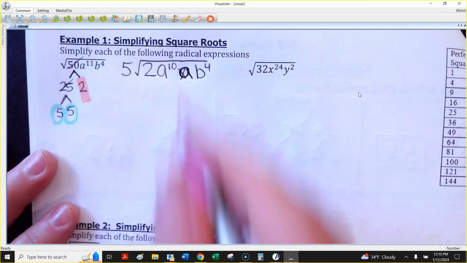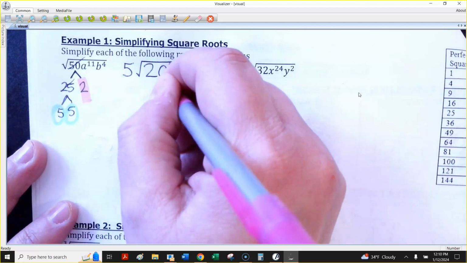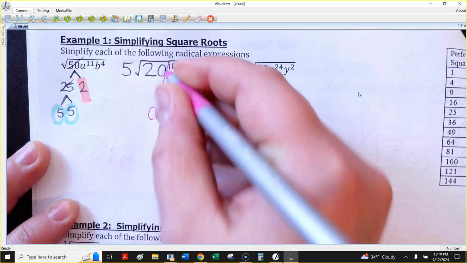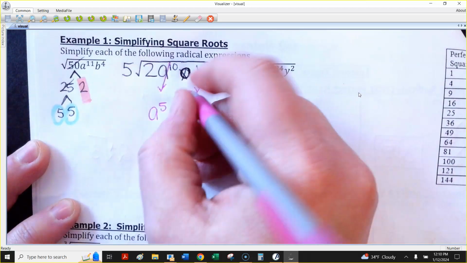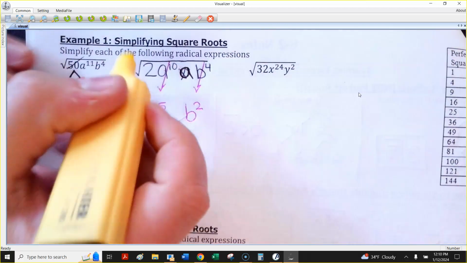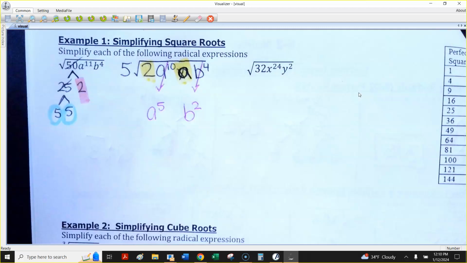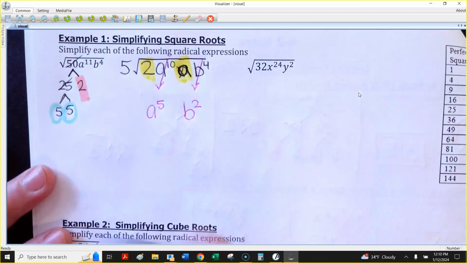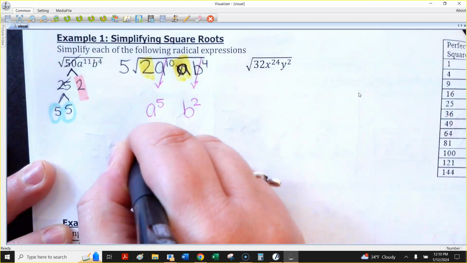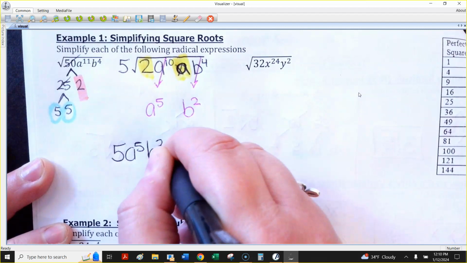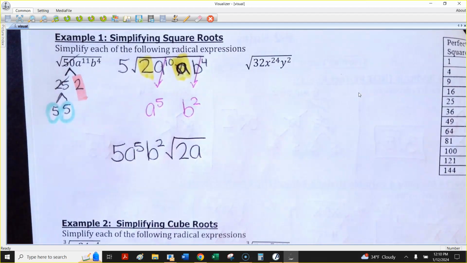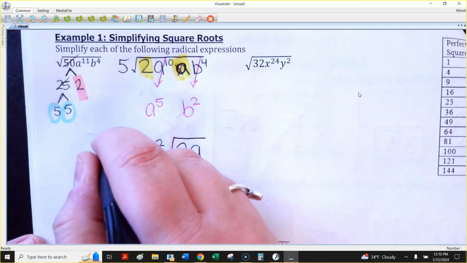All right, so with the variables, a to the 10th, we're going to pull out a to the 5th, and b to the 4th, just exponent divided by the index of the root. If it's a square root, you're going to divide by 2. That would come out as b squared. Now, left underneath, I still have a 2 and I have an a. So my answer, anything you pull out in front, everything just gets multiplied together. So 5a to the 5th, b squared, and then left under your square root, a 2 and an a. It's just not a perfect square, so we have to have stuff left underneath.